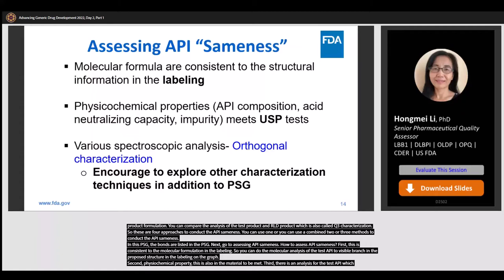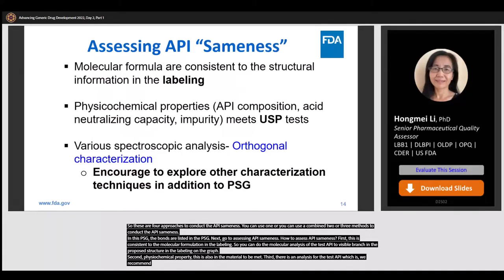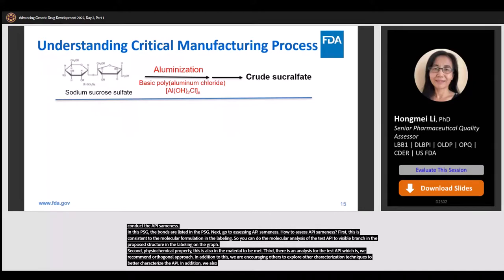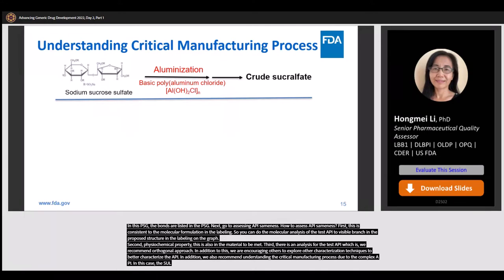In addition to the PSG recommended tests, we also encourage exploring other characterization techniques to better characterize the API. In addition, we also recommend understanding the critical manufacturing process due to the complex API synthesis. For this case, sucralfate, there is a critical step, aluminization step from sucrose octasulfate to sucralfate. And there is an aluminum reagent or species used, typically called base polymer aluminum chloride.